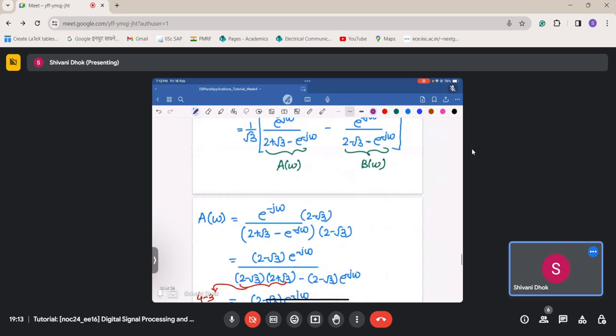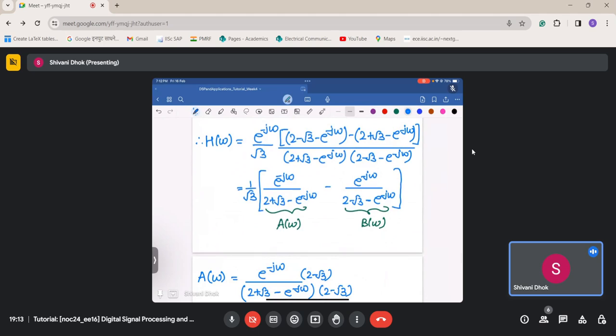Okay. So basically what we wanted to find out was this h of n will be equal to 1 by root 3 into a of n minus b of n. So we have found out this a of n here. Now what is remaining is to find out this b of n. So for this b of n, we need to look at this quantity here. So now let us consider minus b of omega.